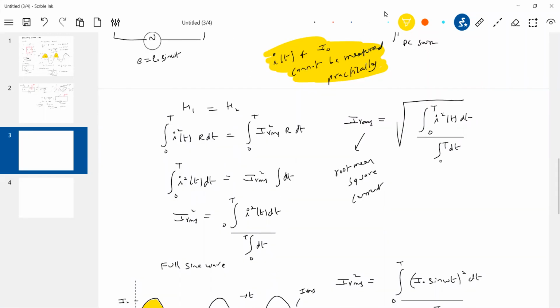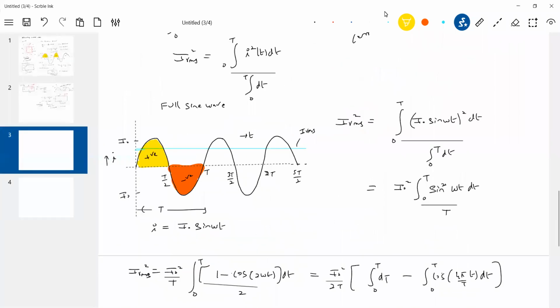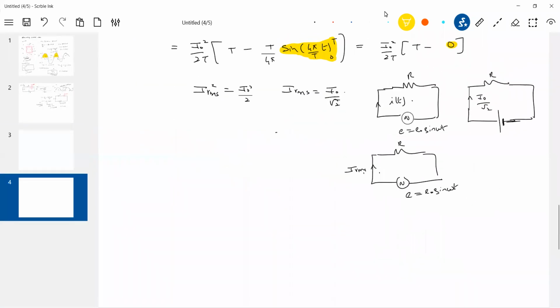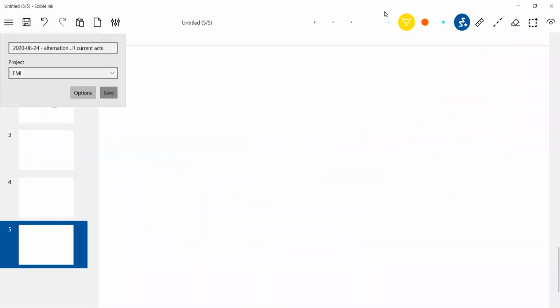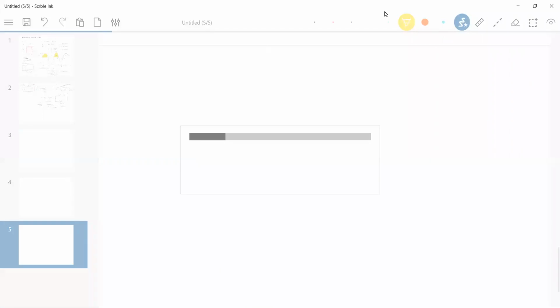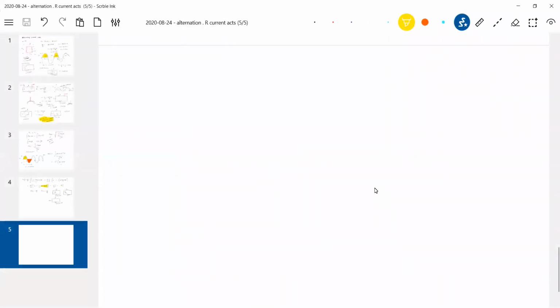Rest all that we do is now mathematics. Different shaped curves: how to calculate the RMS value? This will be our discussion. Okay, I'll proceed now to the half sine wave. For the full sine wave we are done now. So let's go for the half sine wave.